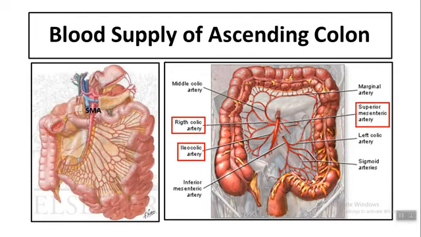What is the blood supply of the ascending colon? It is from branches of the superior mesenteric artery, which are the ileocolic artery and the right colic artery, that pass in between the two layers of the peritoneum to supply the ascending colon.